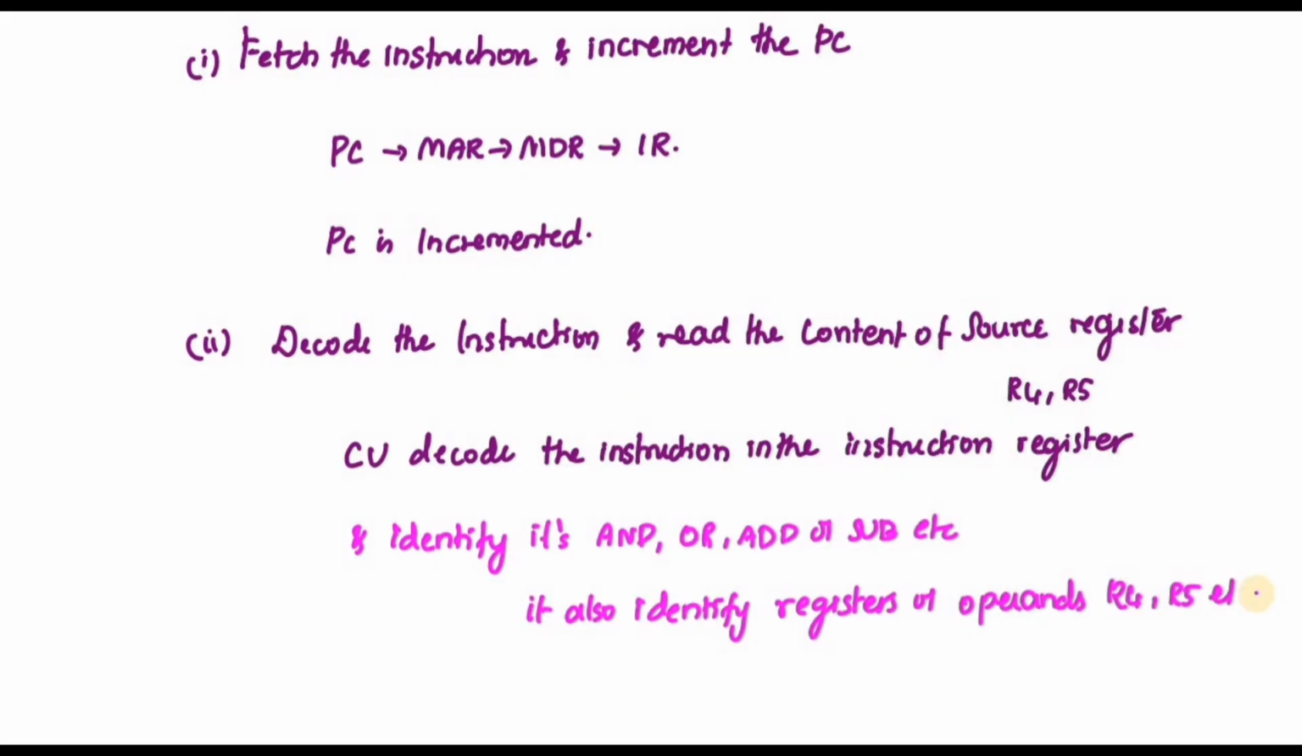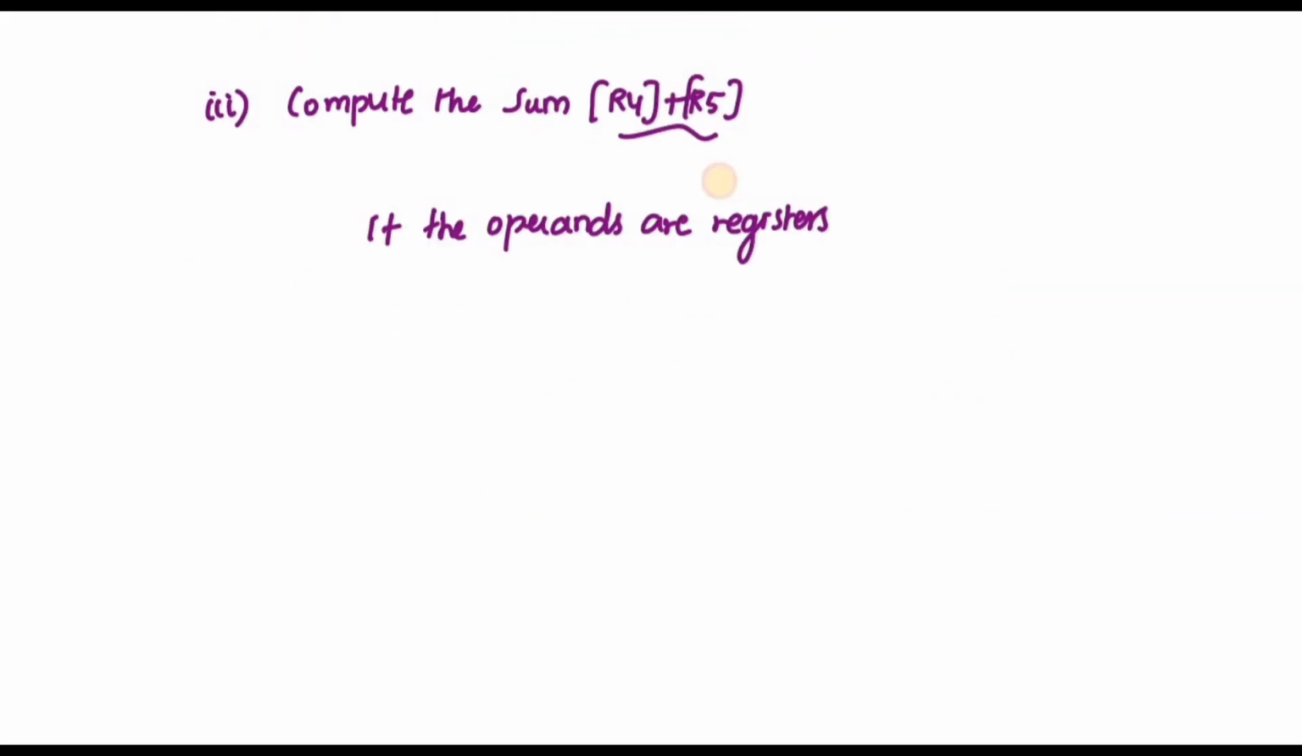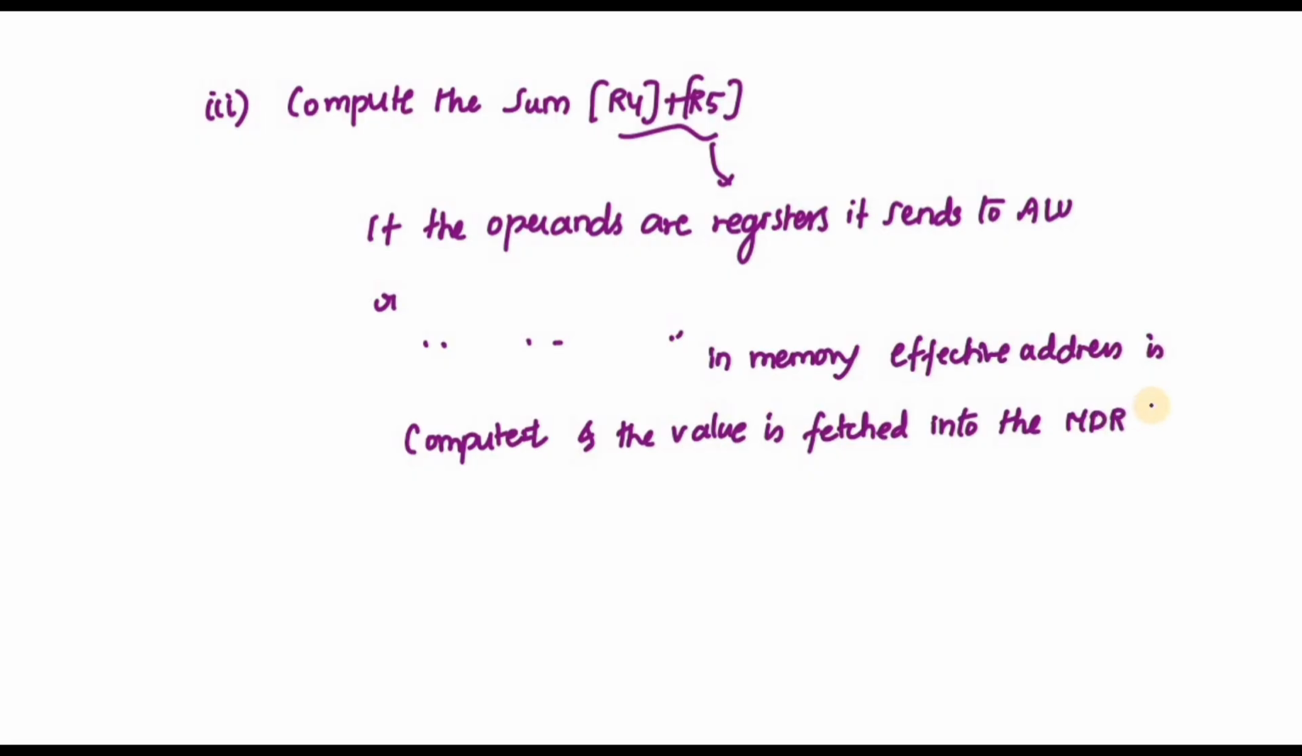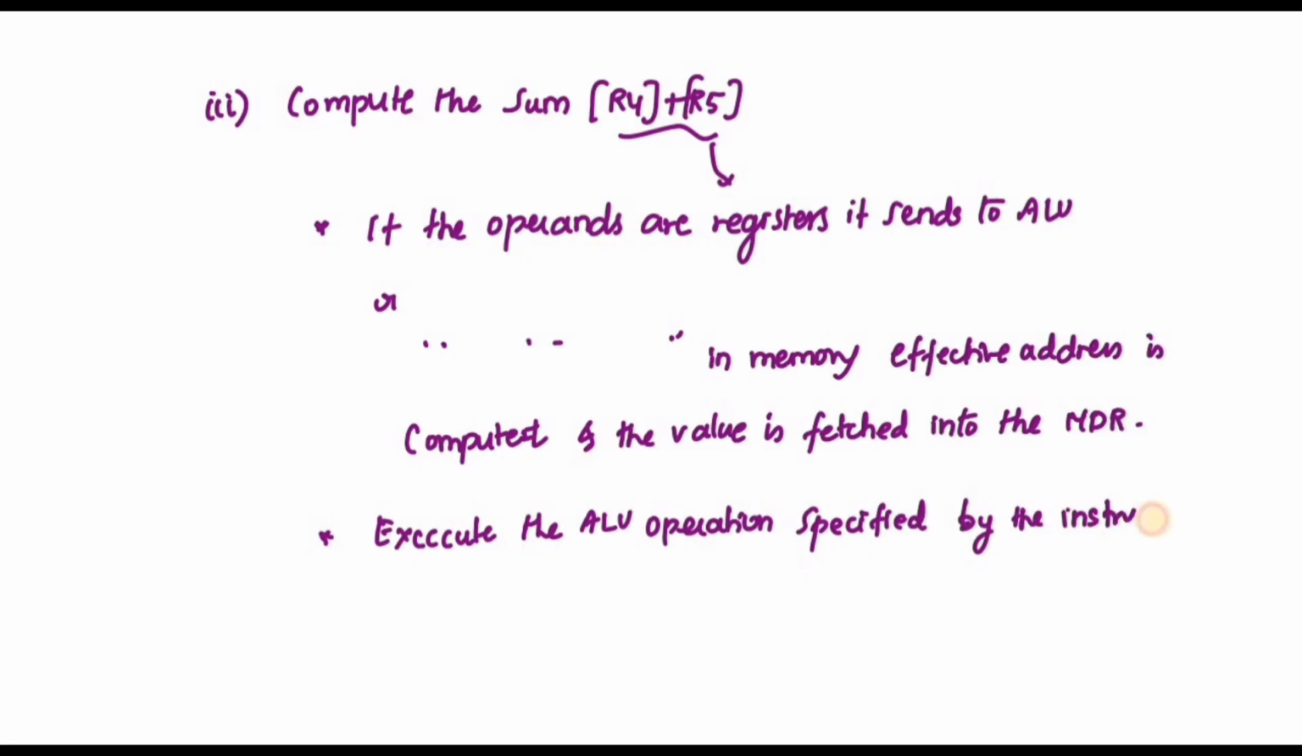The third step is to compute the sum R4 plus R5, right? If the operands are in registers, as you can see here, they are sent directly to the arithmetic and logic unit. Suppose the operands are in memory, then the effective address is calculated and the value is fetched into the MDR. Then we execute the ALU operation specified by the instruction, R4 plus R5, right?